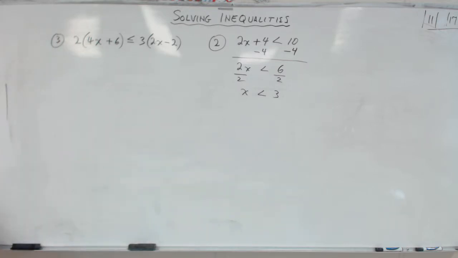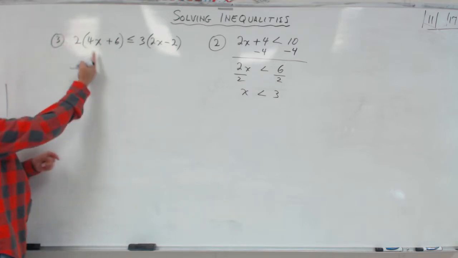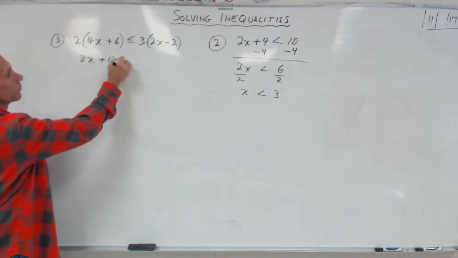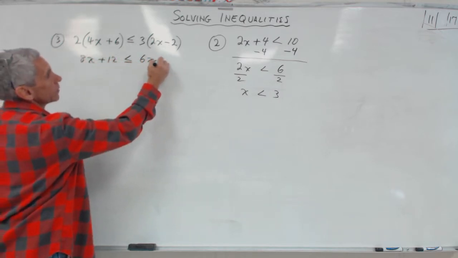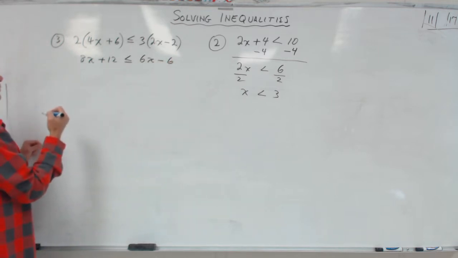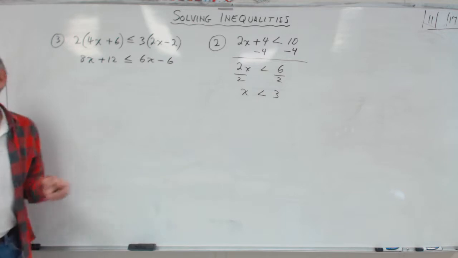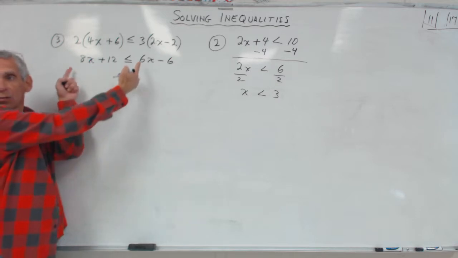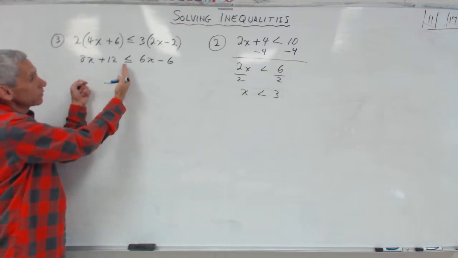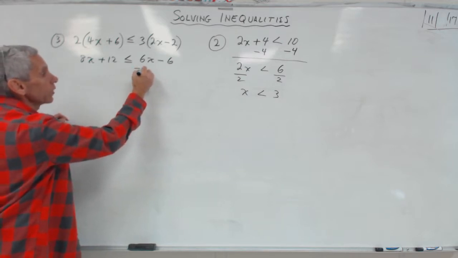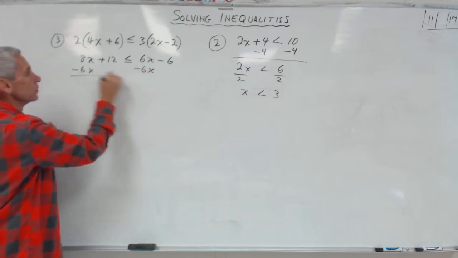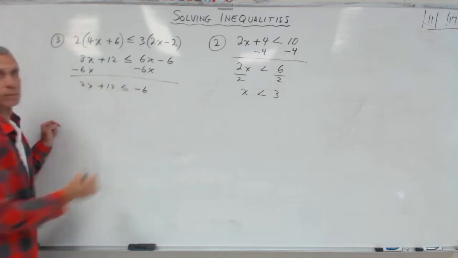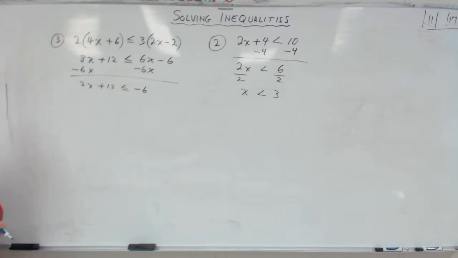But so if I use my distributive property, I would then get 8x plus 12 is less than or equal to 6x minus 6, right? All right, and now what would I do? Yes. You subtract 6x, right? I can't ever solve anything when the x's are on both sides of the inequality, right? So I've got to subtract 6x. That gives me 2x plus 12 is less than or equal to negative 6. Right? What do I do now?